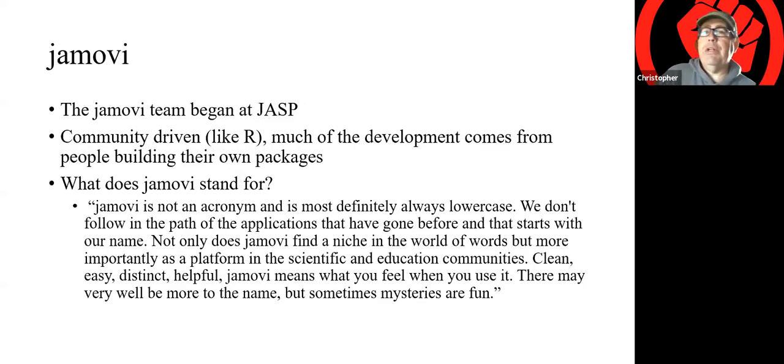And then finally, we're going to talk a little bit about Jamovi, another free program. The Jamovi team actually began at JASP. And the big difference between JASP and Jamovi is that JASP has a team of developers working on developing and extending resources for JASP, whereas Jamovi is much more community-driven, much like R. People contribute packages to Jamovi, so much of that development is happening with experts developing things to do the sort of analyses that they're most interested in. Jamovi also does not stand for something. JASP does not stand for anything. Jamovi does not stand for anything either. Jamovi is not an acronym. It's most definitely always lowercase, so they even have a philosophy about the acronym here.